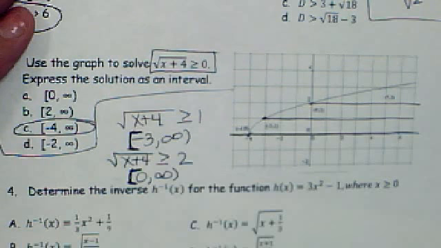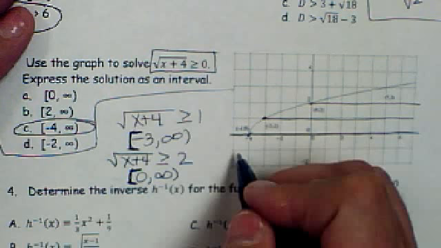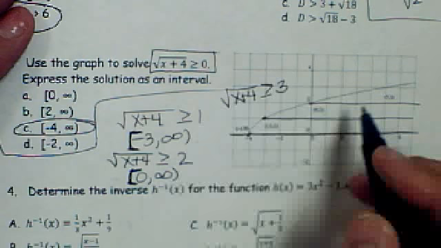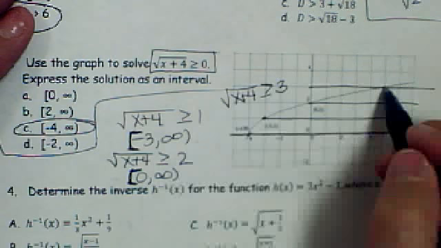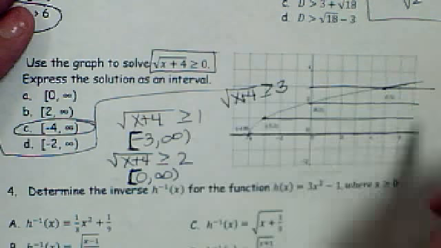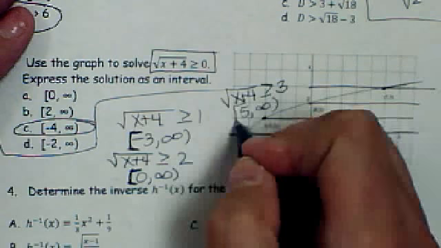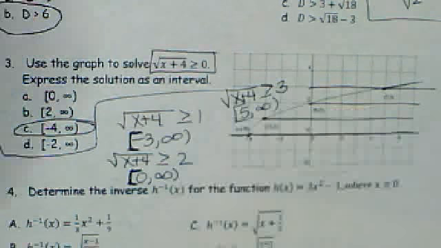If I wanted the square root of x plus 4 greater than or equal to 3, I come up here to where it's 3 and it hits there, and so it's above 3 from that point on, so from 5 to infinity. So to do those inequalities, you find where it's equal to that number and then go from there.